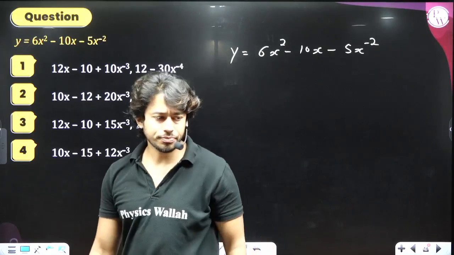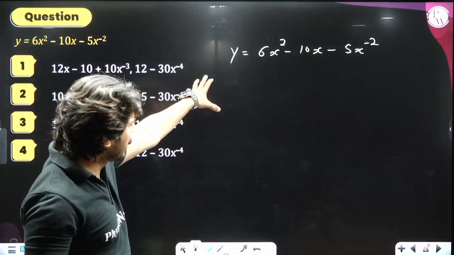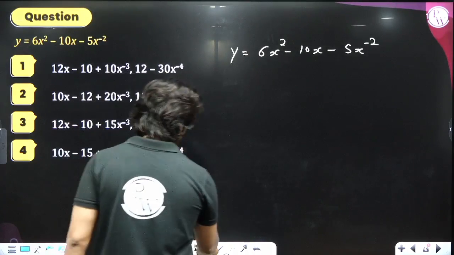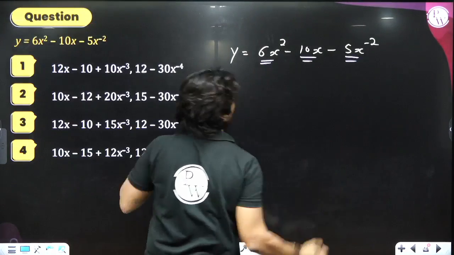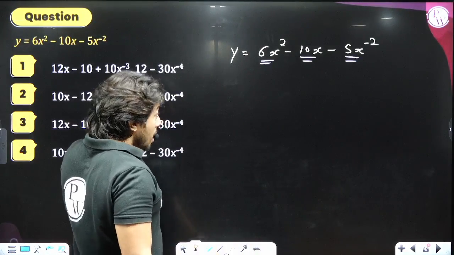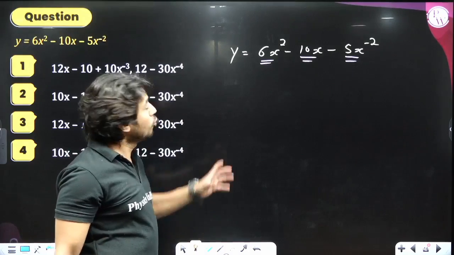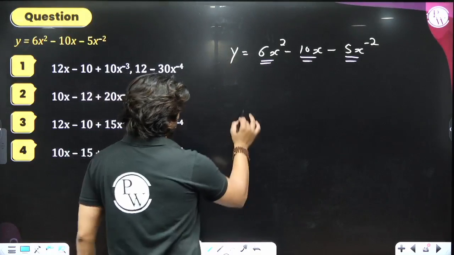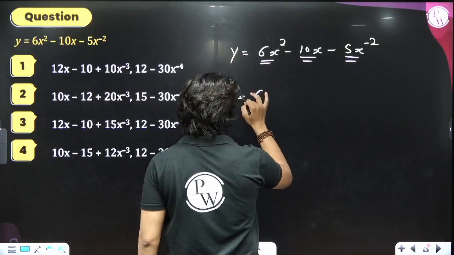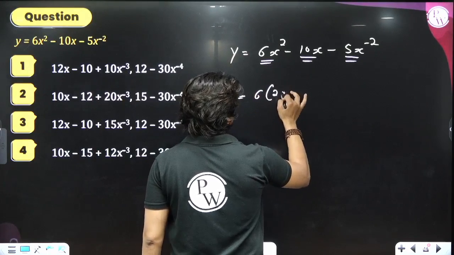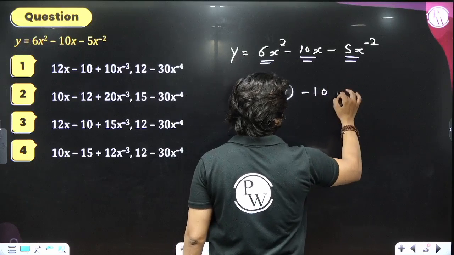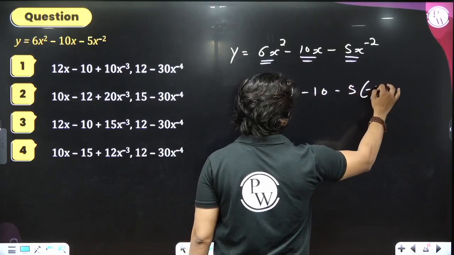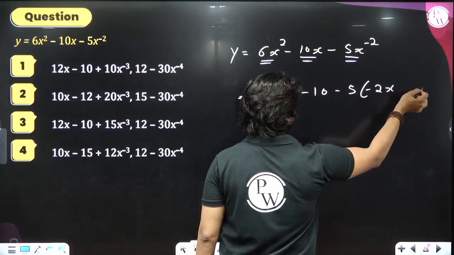Okay. How can we differentiate it? Just break it into different segments. Segment 1, segment 2, segment 3. Okay, fine, that's cool. Now what to do? What is the differentiation of x square? Sir, the differentiation of x square is 2x. Okay, fine. The differentiation of x is 1. The differentiation of x to the power minus 2 is minus 2x to the power minus 2 minus 1.